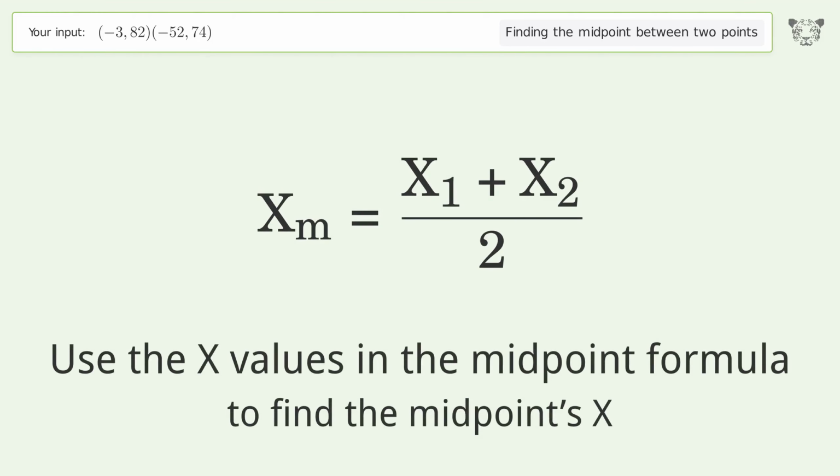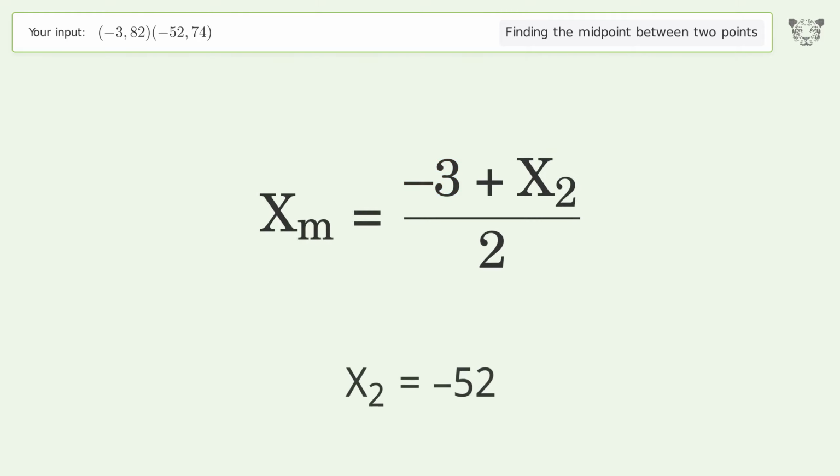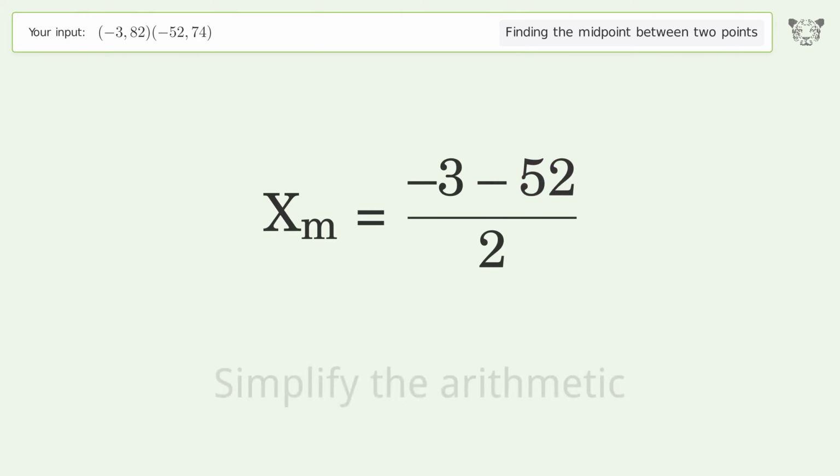Use the x values in the midpoint formula to find the midpoint's x. x1 equals negative 3. x2 equals negative 52. Simplify the arithmetic.